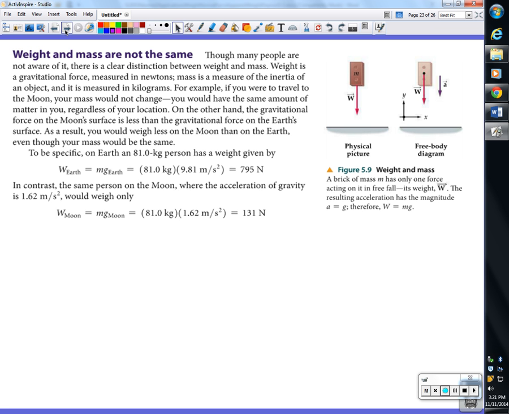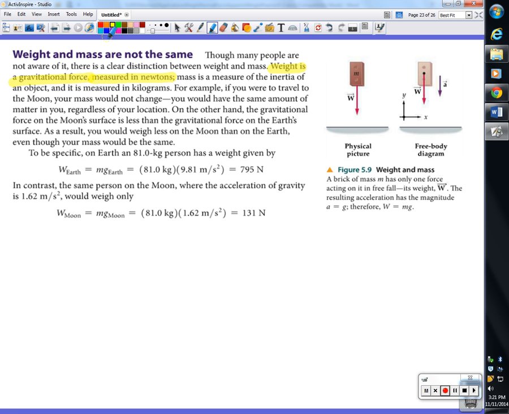Weight, like it says here, as we defined yesterday, weight is a gravitational force. And because it is a force, it is measured in newtons. Now, in America, we don't measure forces in newtons, we measure them in pounds, but it's still measuring a force. However, that is a different unit than mass.